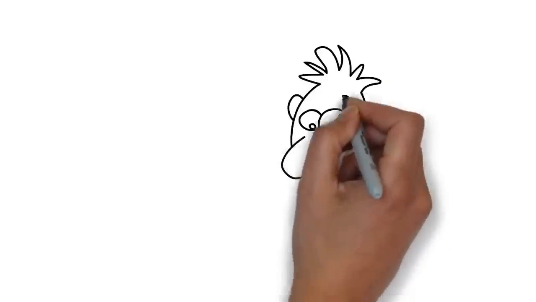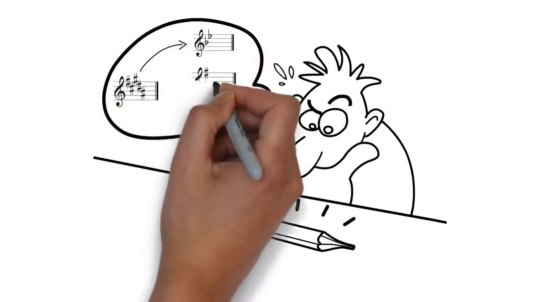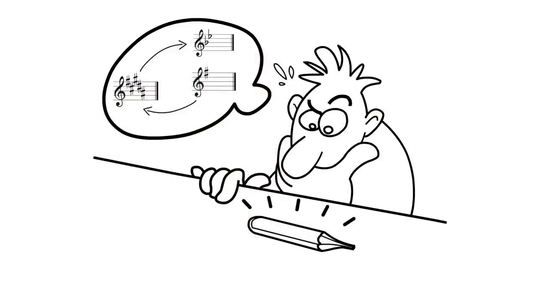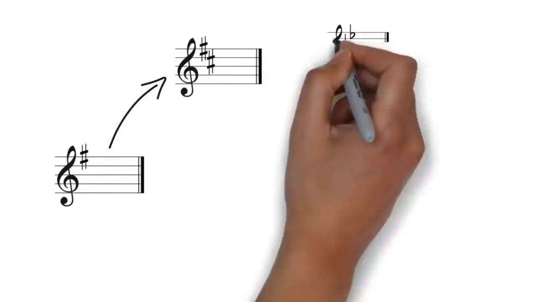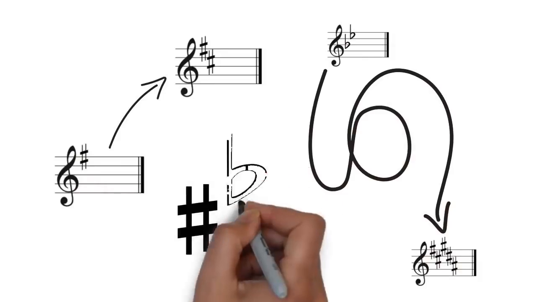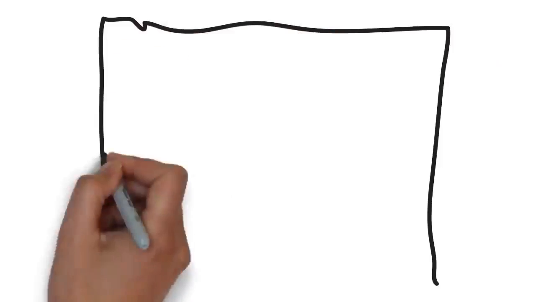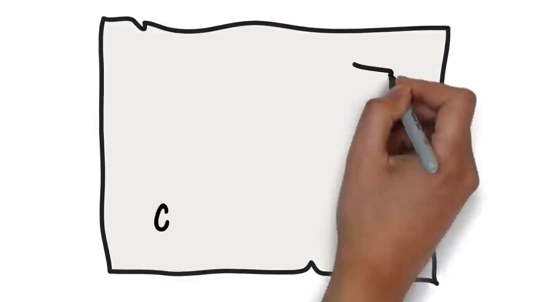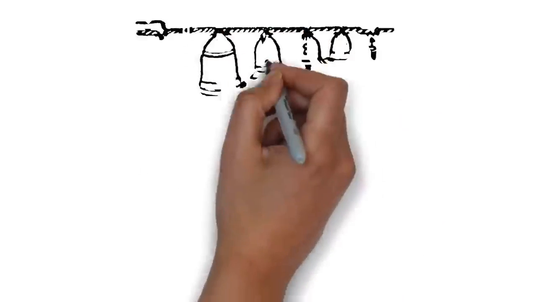Imagine if we could find a way to visually represent all the different keys and how they are related to each other. We could find which keys were similar, which keys were further away from each other, and find out which sharps and flats were in each key. We could even use this representation as a map to find our route between different keys. Luckily for us, someone has already done just that.